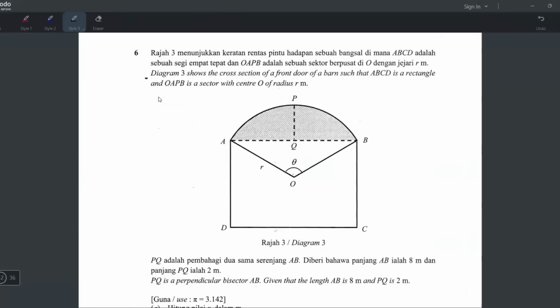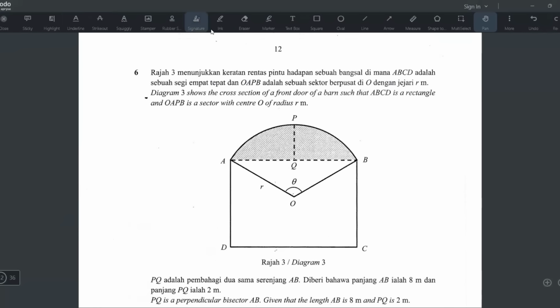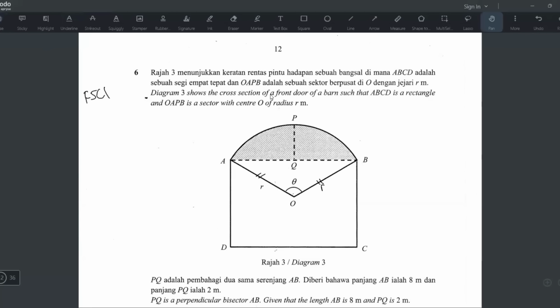Okay, let's do number 6. All right, what chapter is this? Let's scan through the question. Perimeter, curved surface, r, pi. Okay, this one is from Form 5, Chapter 1, Circular Measure. Diagram 3 shows the cross section of a front door of a barn, such that ABCD is a rectangle. And OAPB is a sector with center O and radius r. So if OAPB is a sector, that means OA and OB must be the radius. So this will be r also. So nothing much to label here.